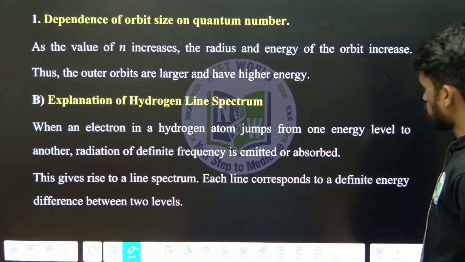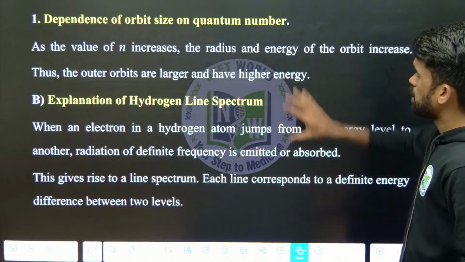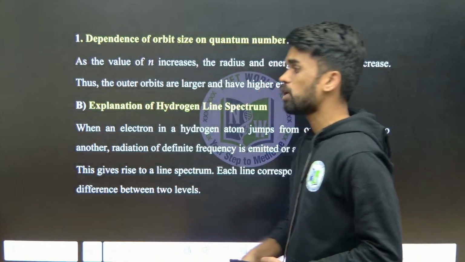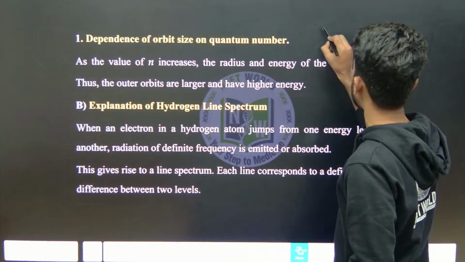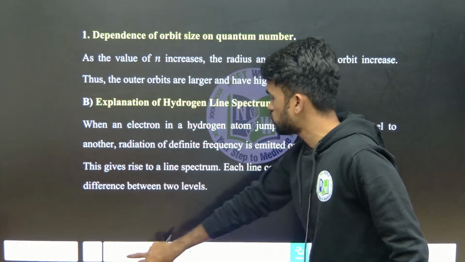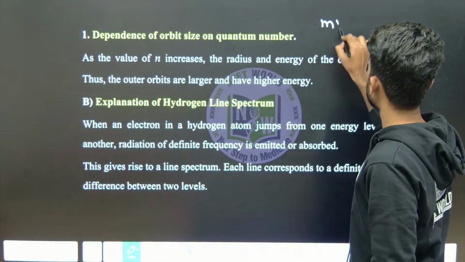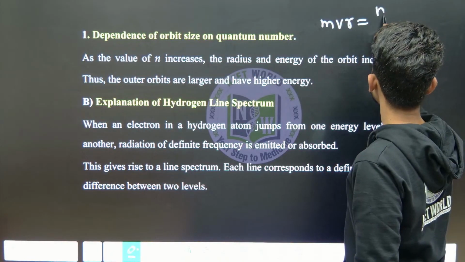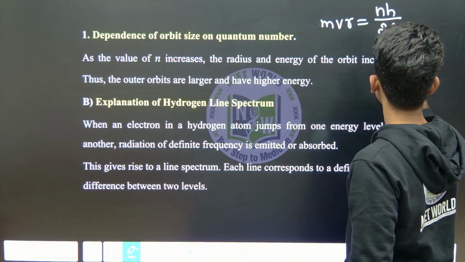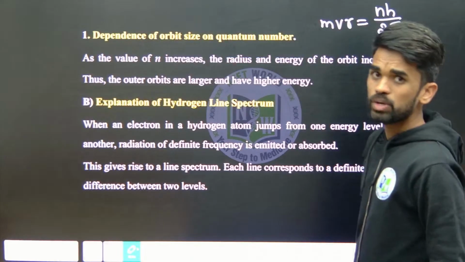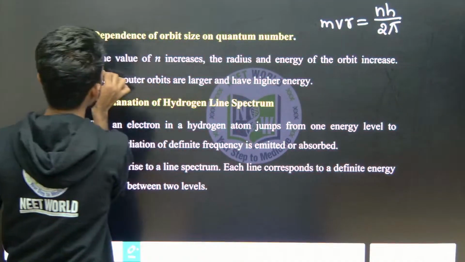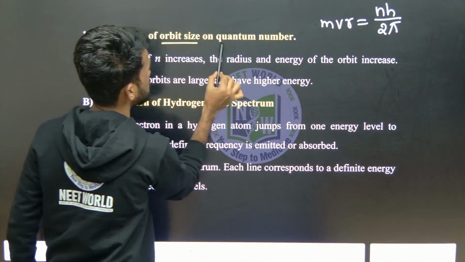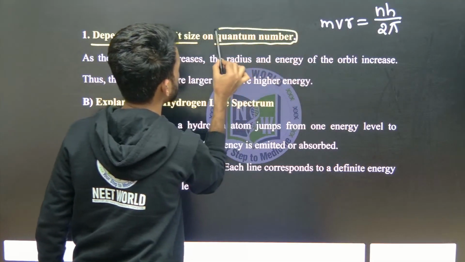Next, up to here we have studied. Now I have given one angular momentum quantization formula. What is that? mvr equals nh by 2 pi, as I have mentioned. From this you can get a relation: the dependency of orbit size on quantum number. What is this quantum number?